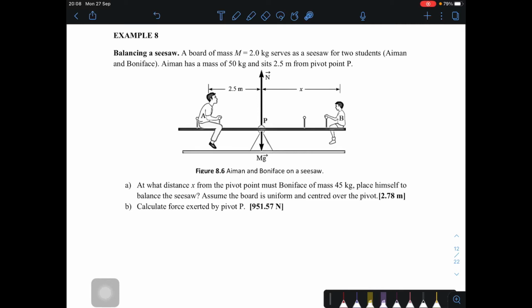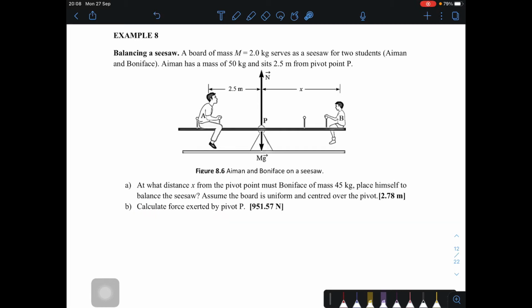Okay, let's look at an example. A board of mass 2 kg serves as a seesaw for two students, Aiman and Boniface. Aiman has a mass of 50 kg and sits 2.5 meters from pivot point P. At what distance x from the pivot point must Boniface of mass 45 kg place himself to balance the seesaw? Assume the board is uniform and centered over the pivot. Calculate the force exerted by pivot P.